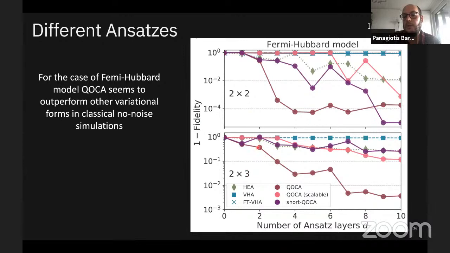The QOCA, without any approximation, so not scalable or short QOCA, always converges with quite good accuracy, whereas the variational Hamiltonian ansatz seems to have problems converging in most cases. The heuristic efficient ansatz seems to do better, but still does not reach such high fidelities compared to the QOCA ansatz.